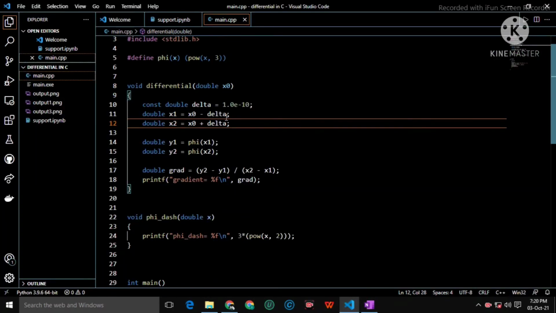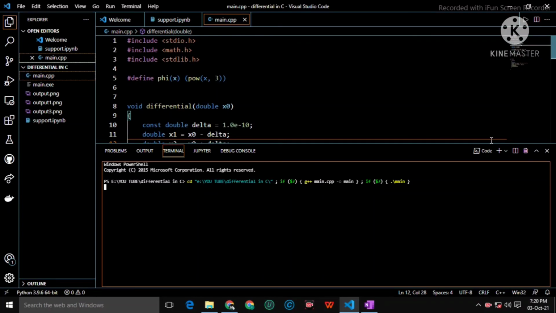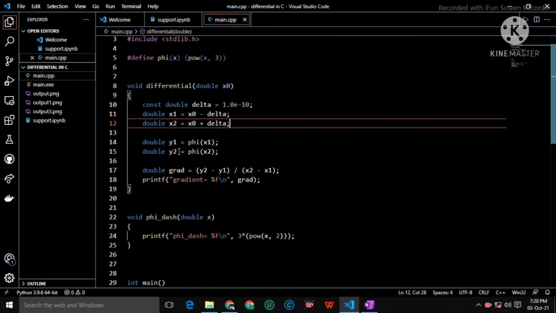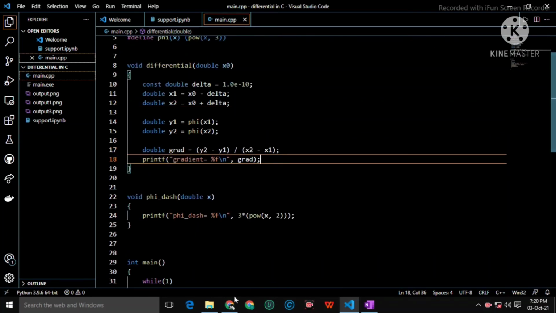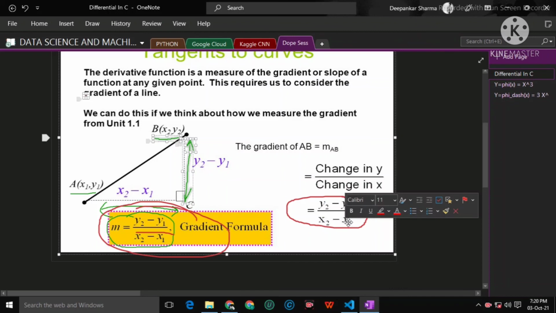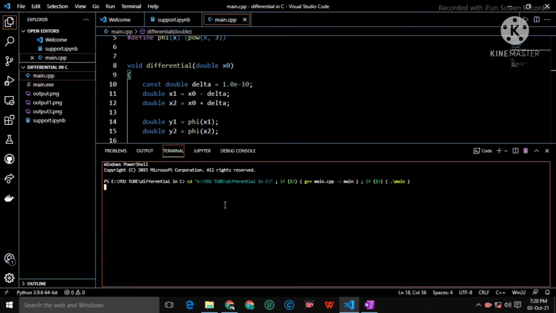So I'm going to show you this code. Does it really work? See, the value of epsilon was 1e to the power minus 10. Then we have x1 as x minus delta, x2 as x plus delta, and then we calculate the function of x1 as y1, then the gradient is equal to (y2 minus y1) upon (x2 minus x1). We just copied this formula and used it here, and the gradient will directly come to us. Okay, so that's all what I did.